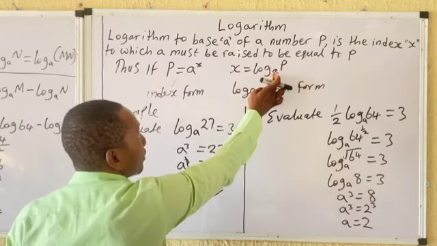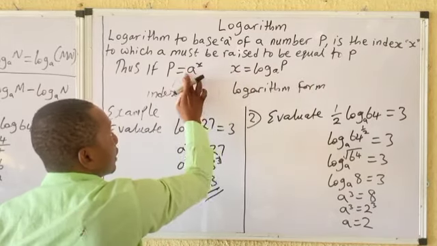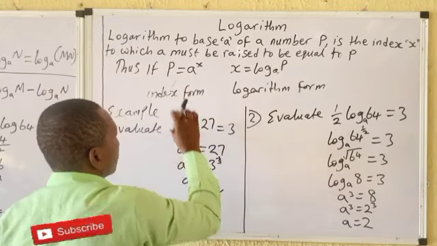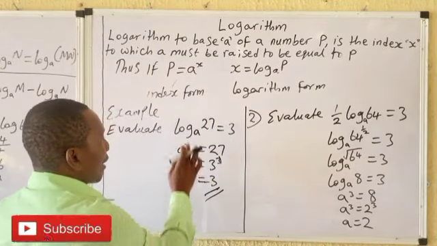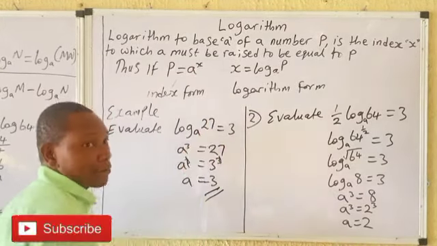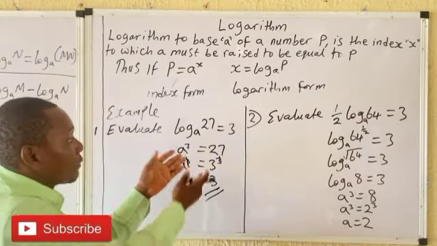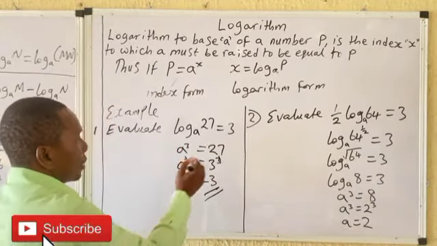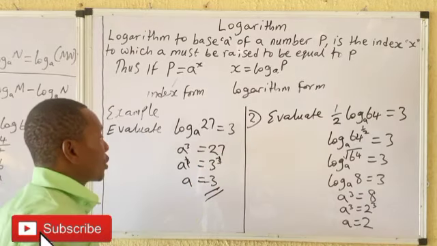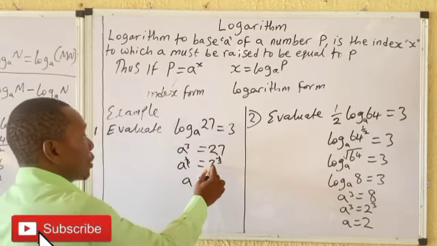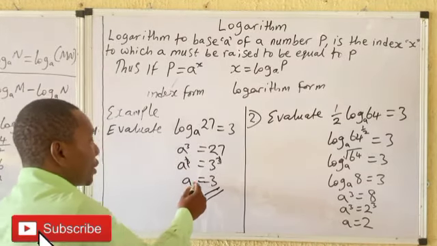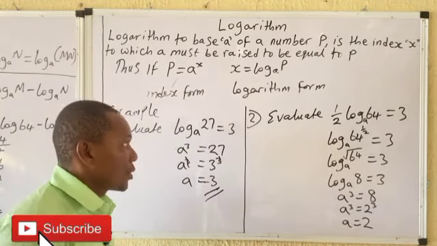Just the way we have A raised to power X equal to P, we now have A raised to power 3 equal to 27. I hope you get that. Once you have done that, you put the index form here. 3 raised to power 3 is the same thing as 27. So A raised to power 3 is equal to 3 raised to power 3. Then power 3 cancels power 3. We now have A is equal to 3.